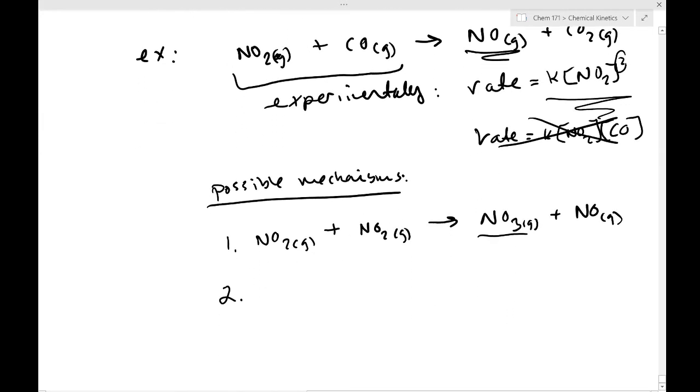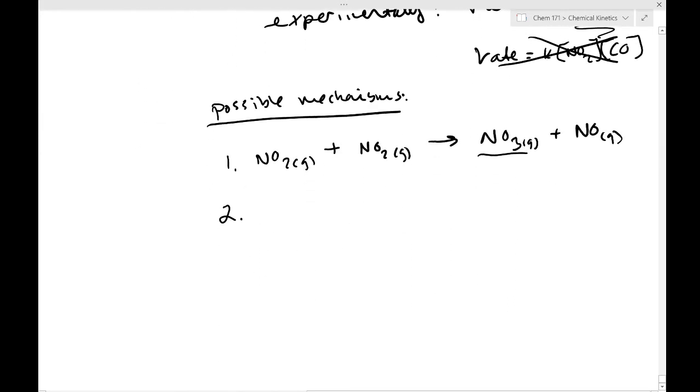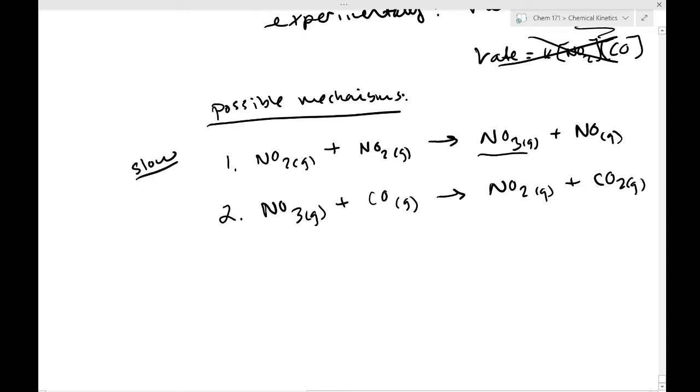Okay, NO is right there. So we know that we have to consume NO3 in the second step. So let's react NO3 with the thing that's left, carbon monoxide, to form NO2 plus CO2. In this case, we have a very slow reaction for the first step, and a very fast predicted reaction for the second.